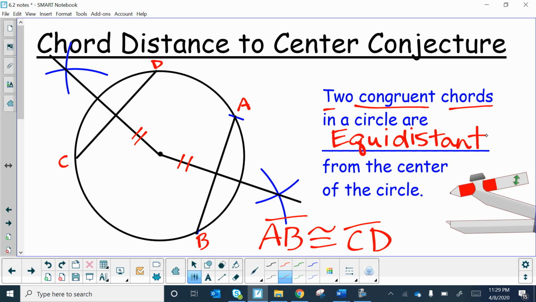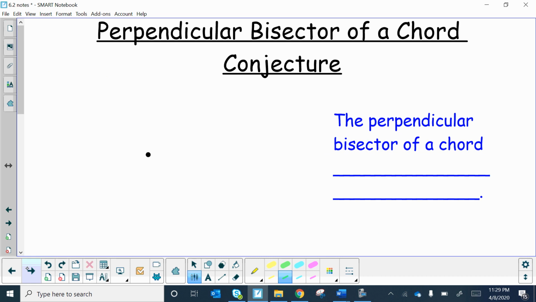Okay, now only if, and I'm going to highlight these two chords, only if this chord is congruent to that chord does that mean this is congruent to this. Okay, all right. Next conjecture, perpendicular bisector of a chord.